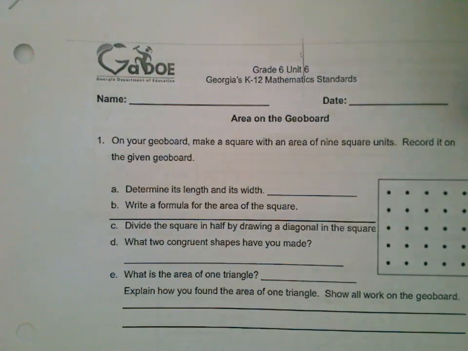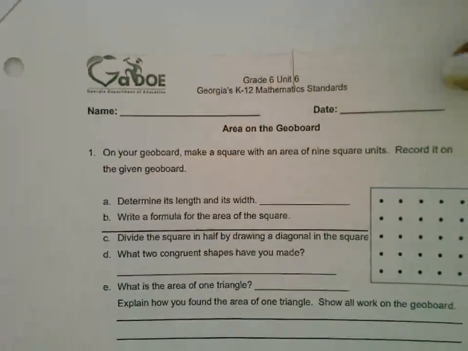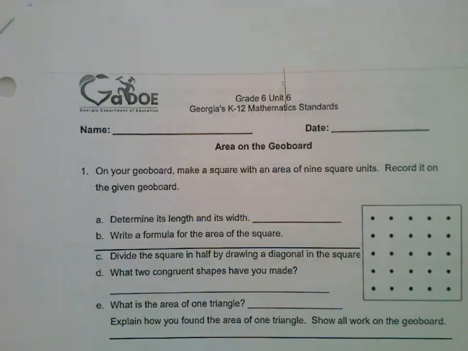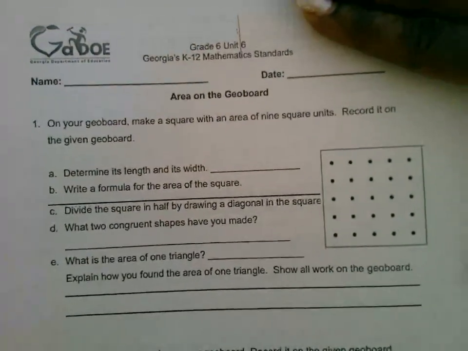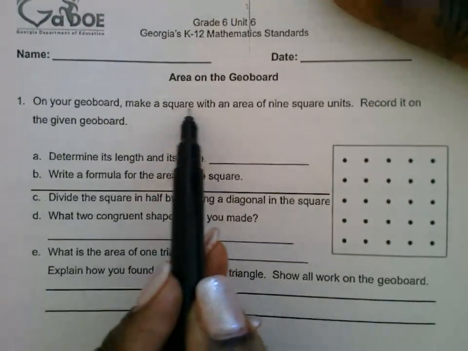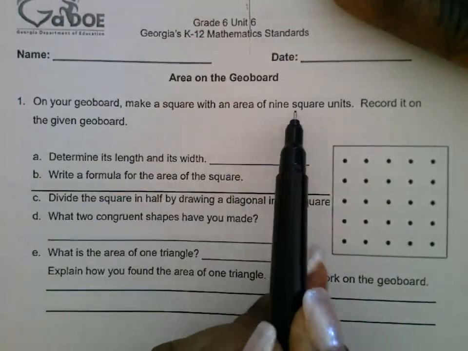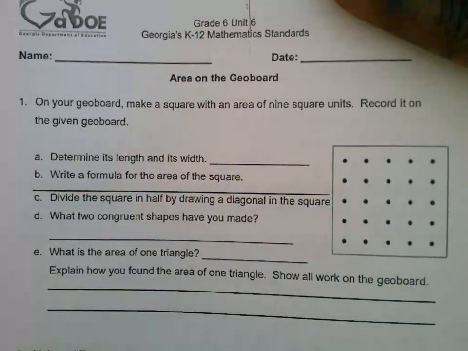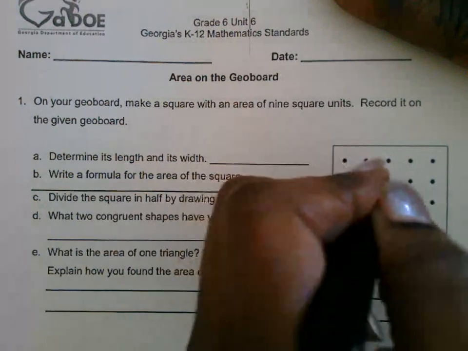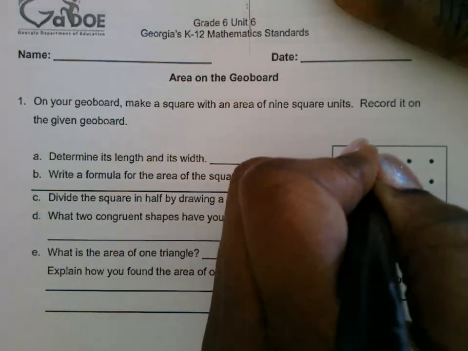All right, my friends. So we are beginning a new unit on geometry, and with one overall outcome, we need to be able to solve problems involving the area, surface area, and volume of figures. We're going to start with this geo board, and we're going to make a square with an area of 9 square units. So somewhere on your geo board, create a square with 9 units.